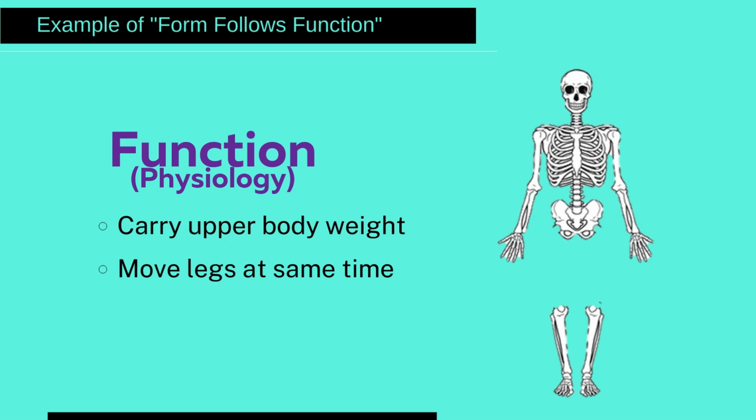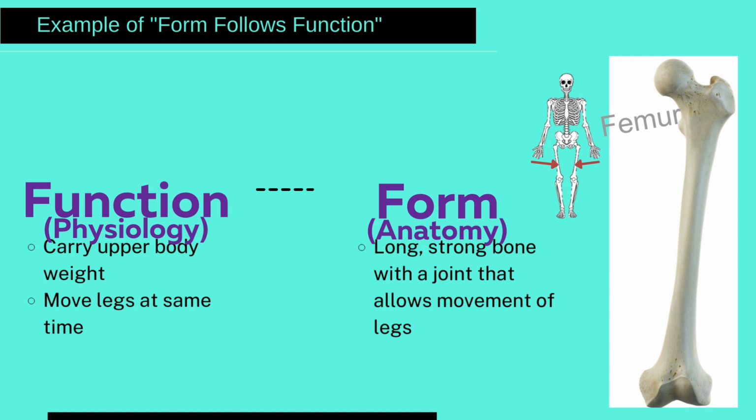To understand the concept of form follows function, we use the femur as an example. The femur is the thigh bone. Its function or physiology is that it must hold all the upper body weight and at the same time move the legs to walk. To perform this function, the femur must be very strong, so its anatomy follows this. The femur is the longest, strongest bone in the body. Therefore, it is an example of form following function.